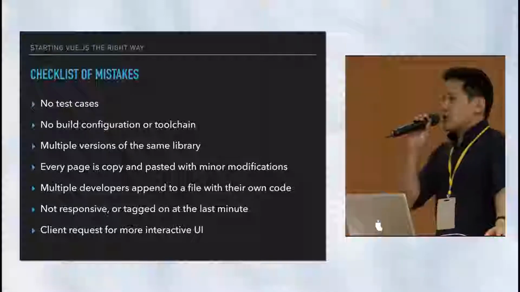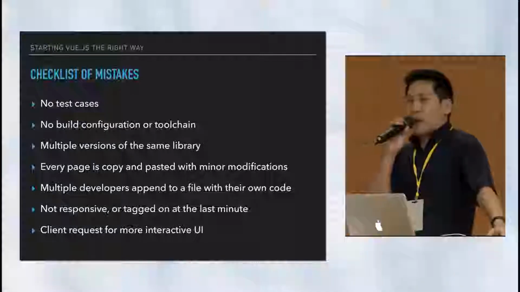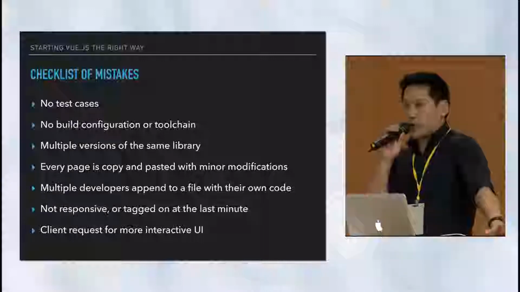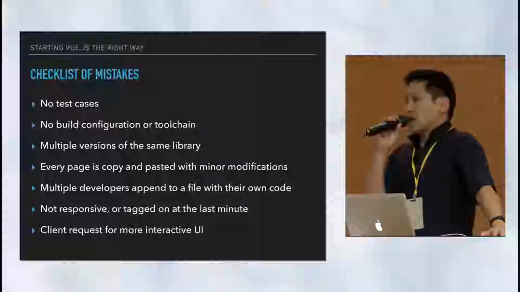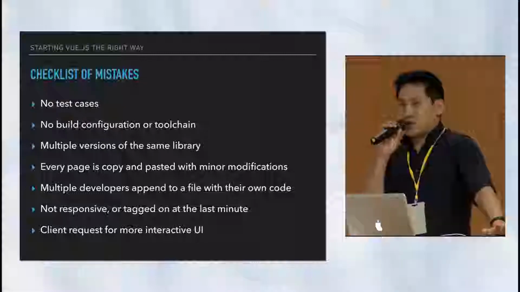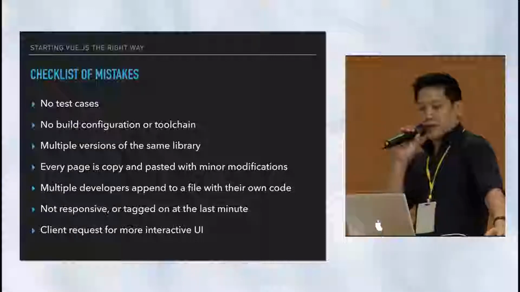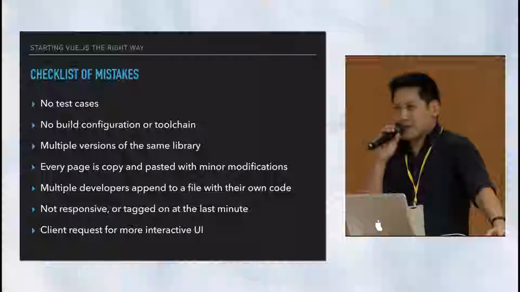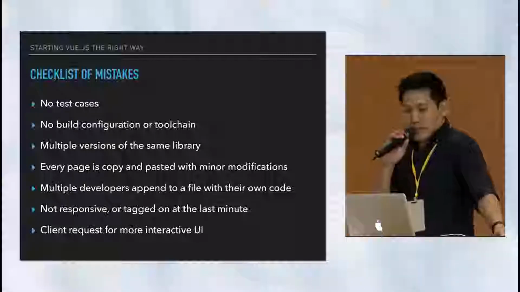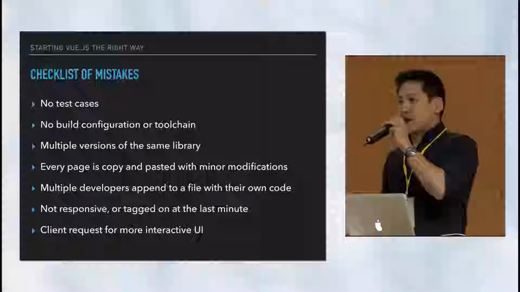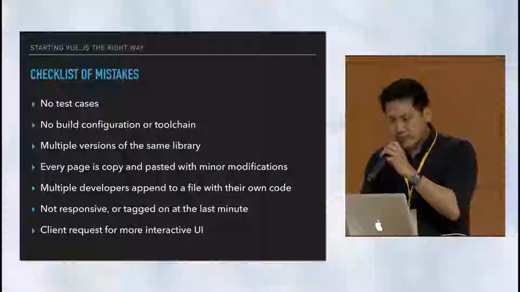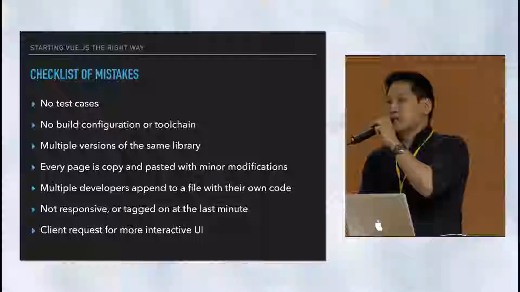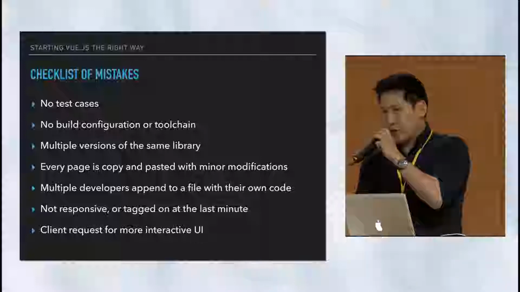And then there are multiple versions of the same library. We just realized that different parts of the system use different versions of jQuery. Wow. And what's even worse is that there's no documentation on why we are using different versions of it in the first place. Every page is copied and pasted with minor differences, right? And then looking at the Git commit logs, we realized that there are many developers that just copy and paste code into it. So all these mistakes are how we started off.